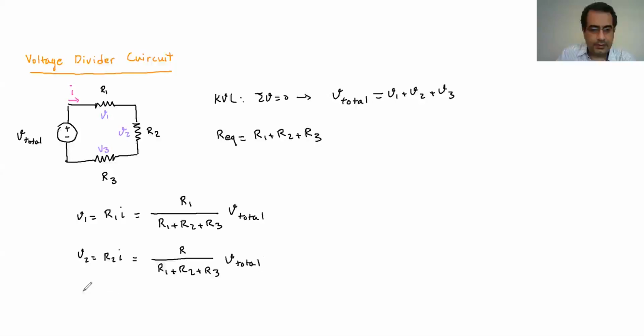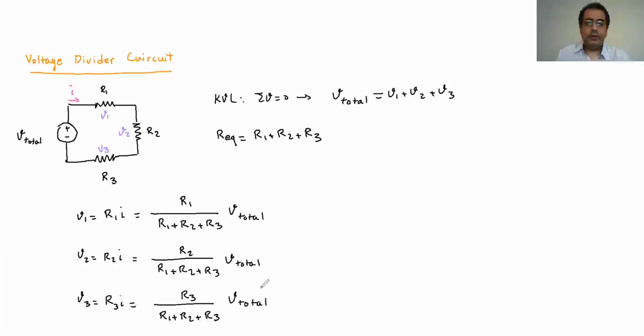And the same for V3, which is going to be R3I. Sorry, R3 over R1 plus R2 plus R3 V total. In other words, the V total, if you add V1, V2, and V3, it's going to be equal to V total.